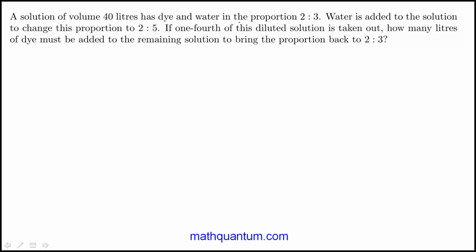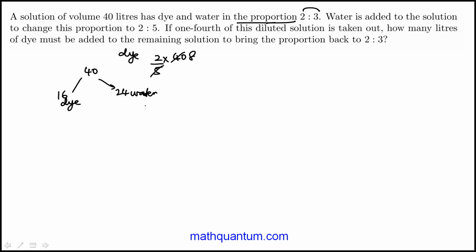So from this first sentence, dye and water in the proportion 2 to 3, that means the dye would be 2/5. The whole would be 5, so 2/5 of 40. So 16. So you have 40 liters, 16 is dye, the remaining 24 is water.